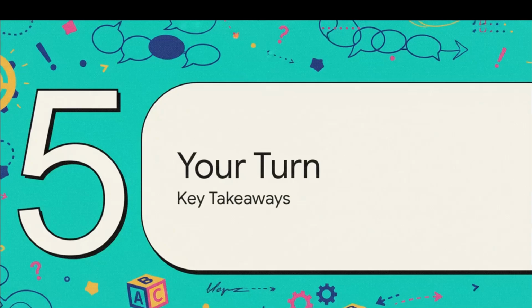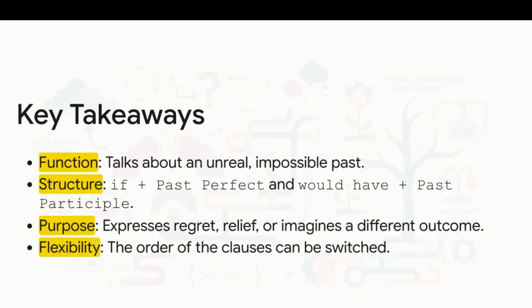Okay, so we've seen what it is, how it's built, and how it works. Let's wrap this all up and get you ready to start building these sentences on your own. So, let's do a quick recap of the key takeaways. First, the third conditional is your go-to for talking about impossible pasts. Remember the structure. It's if plus past perfect for the condition, and would, could, or might have plus past participle for the result. You can use it to express regret, relief, or just to play that what-if game. And don't forget, you can always flip the clauses for a little variety.